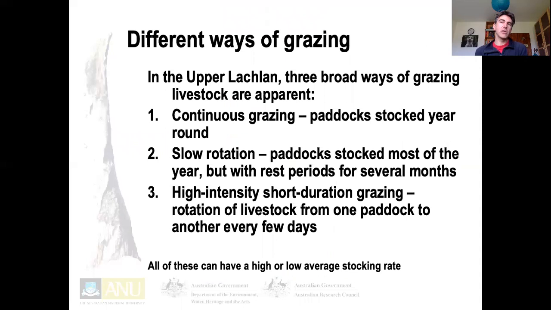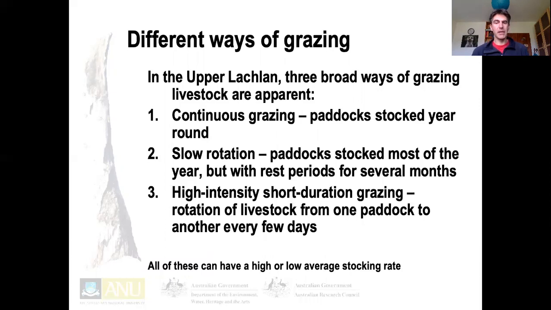And then for grazing, we considered 3 different kinds of grazing. Basically, so stocking rate aside, so you can have high or low stocking rates, meaning just the total number of livestock. That can be high or low. But then the question is, how do the livestock move around the landscape? So you could have continuous grazing. That's where you essentially have all paddocks stocked, a paddock being a pasture, all paddocks stocked all year round.